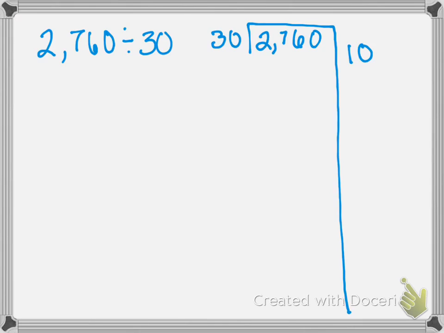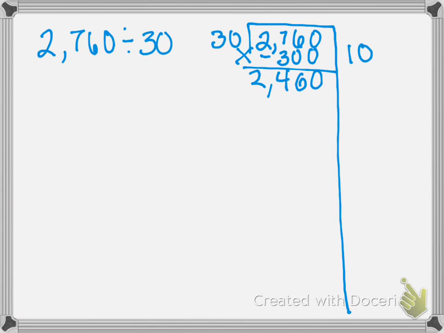You could have thought, could I put 100 30s in? No, that wouldn't work because that would be 3,000 and that would be too much. So 10 times 30 is 300. And so we will subtract that and get 2,460.